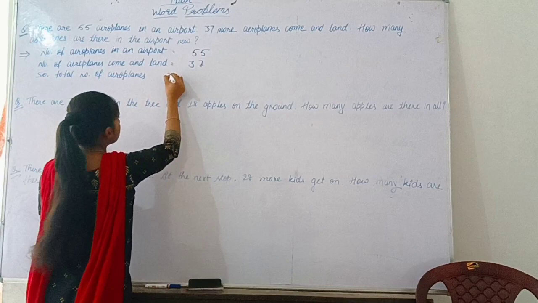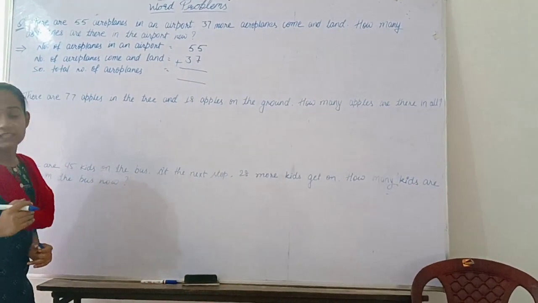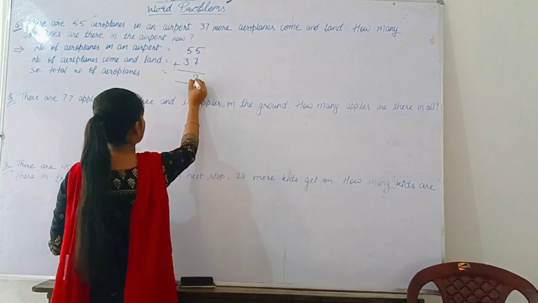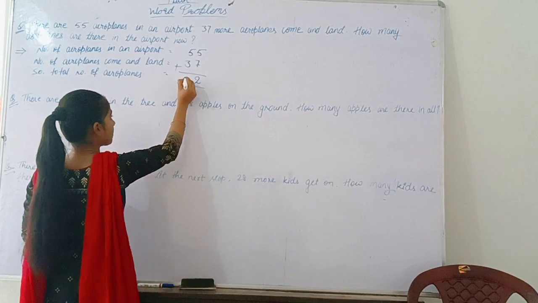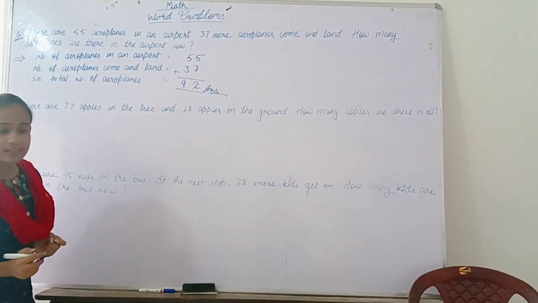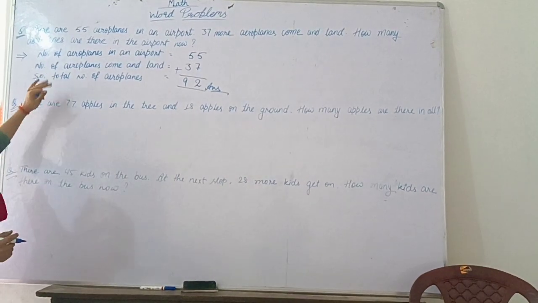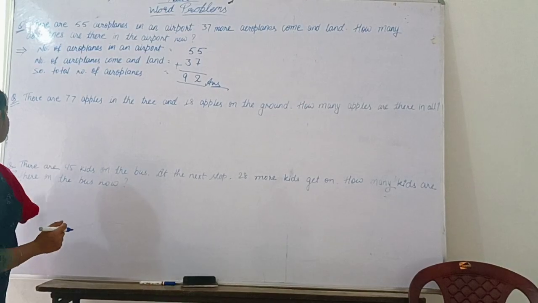How many? Add 7 plus 5. 7 plus 5 is 12. 2 carry 1. 5 plus 3 is 8, plus 1 is 9. 92 is the answer. Also you all can understand. Now it's time for our second question.